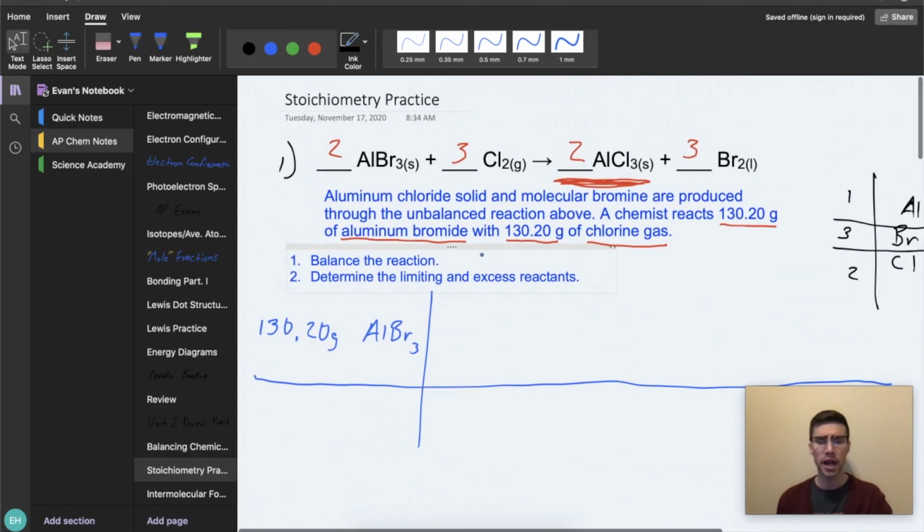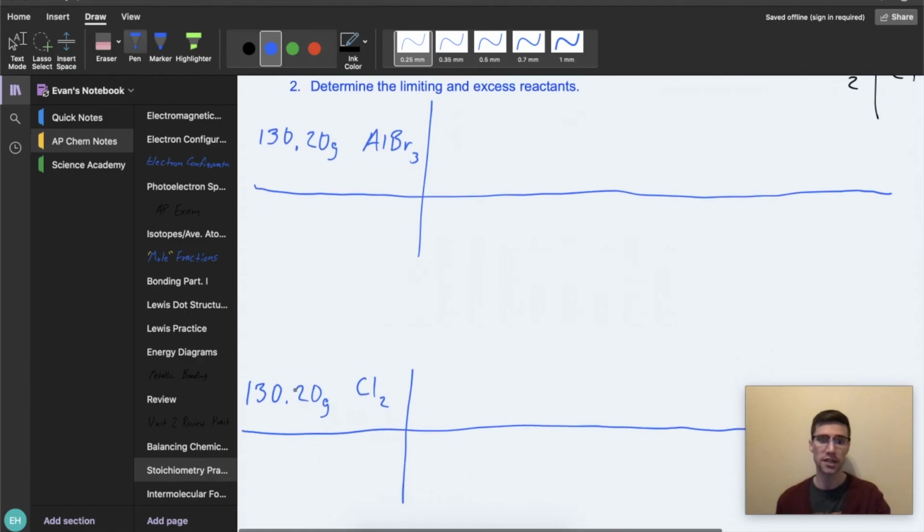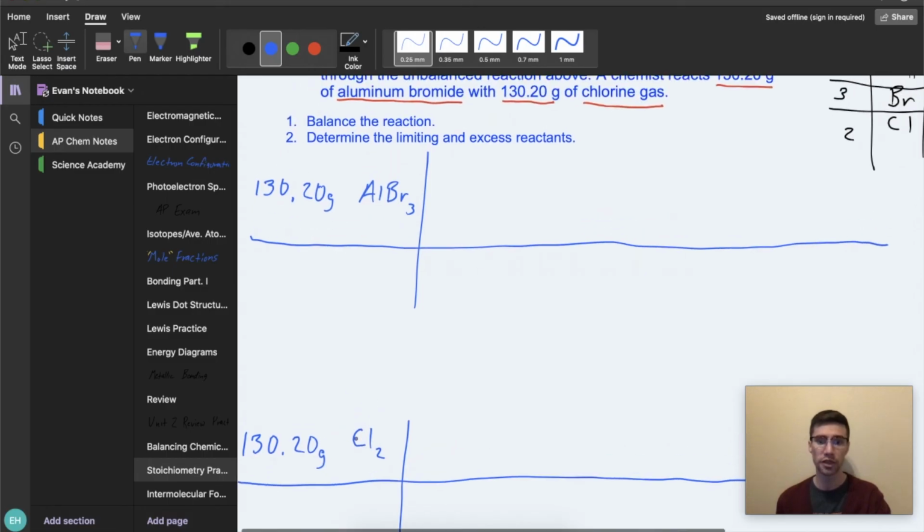Now, what are we actually doing here in this stoichiometry? Well, you know you're producing aluminum chloride and you're producing bromine, so it doesn't really matter which one you go to. But what I'm going to do here is figure out, if I have this much aluminum bromide and I use 100% of it, every single last gram, how much aluminum chloride will that give me? Then I'm going to do the same thing with our chlorine gas down here. If I use all 130.2 grams of chlorine gas, how much aluminum chloride would this give me?